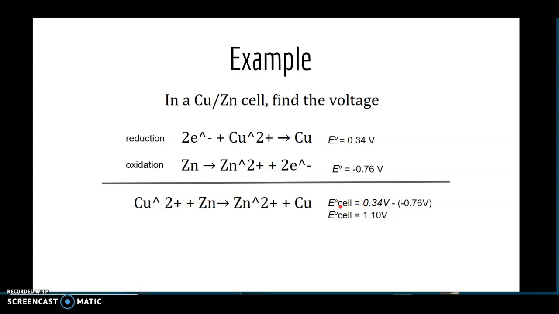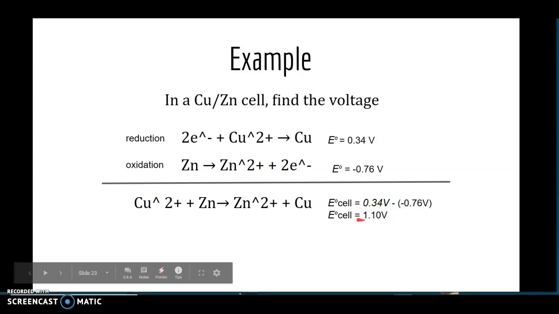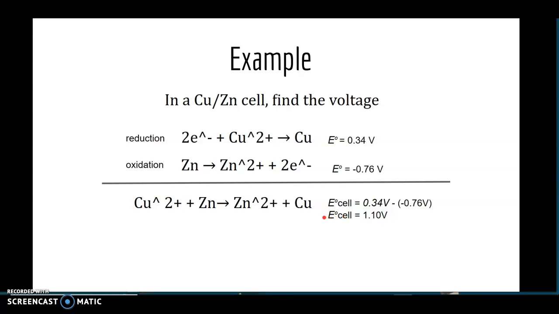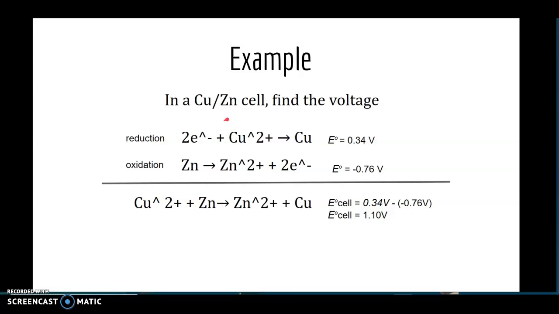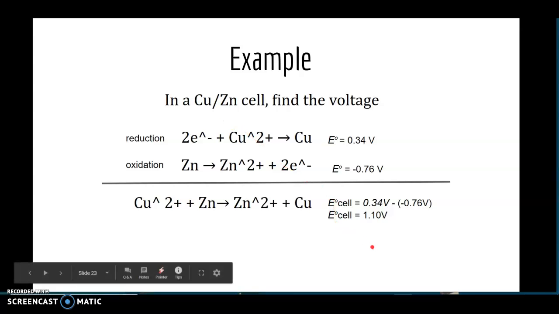So now we can calculate E cell using the same equation we did earlier. We have the E0 of reduction minus the E0 of oxidation, which gives us an E cell of 1.10 volts. Because E cell covers the entire reaction, we also find that the voltage of a CuZn cell is also 1.1 volts.